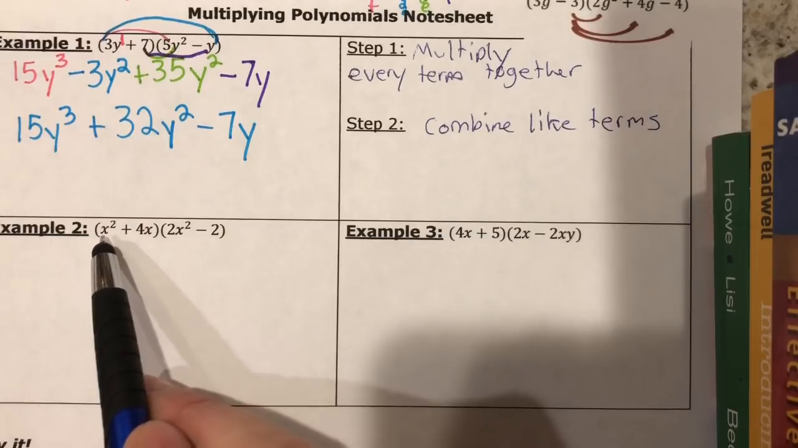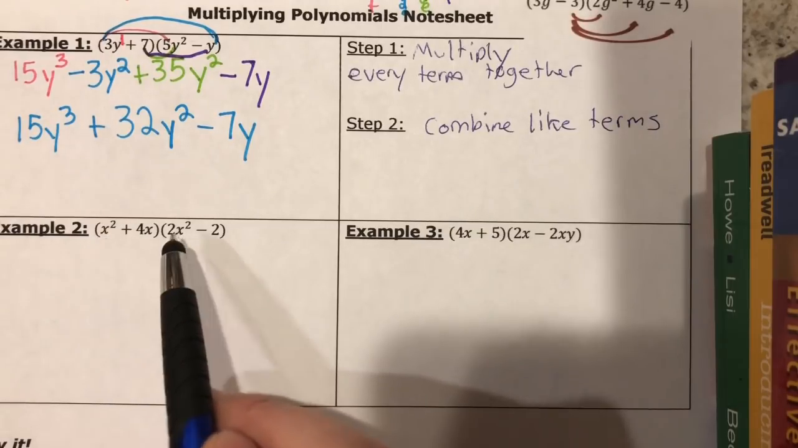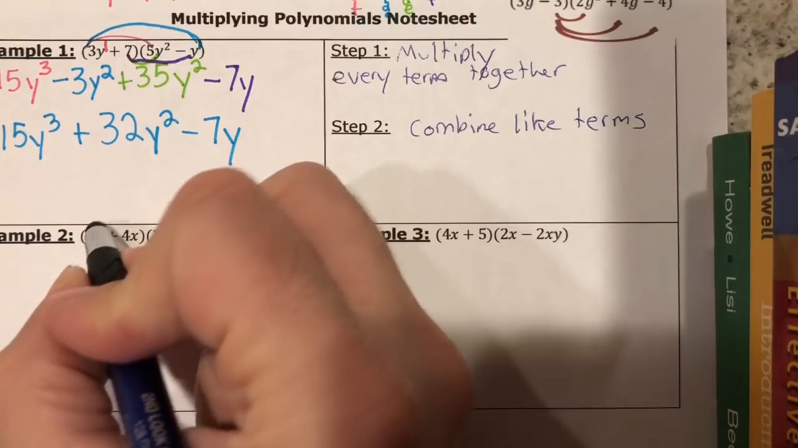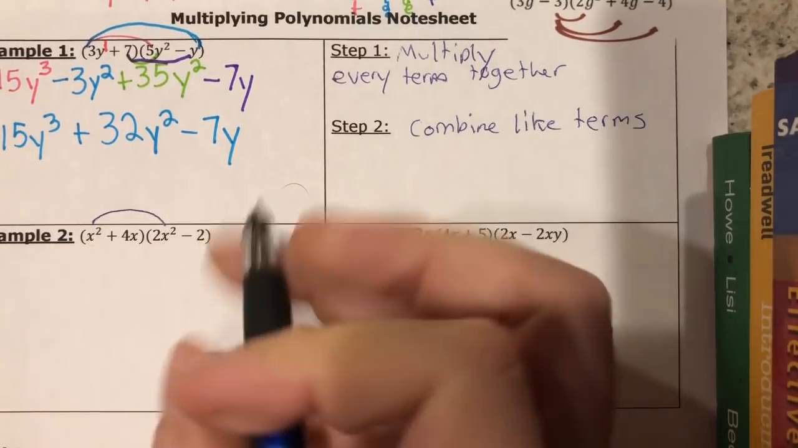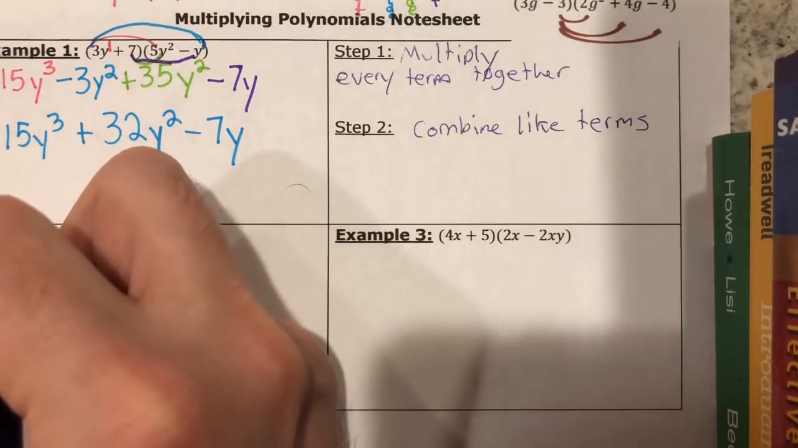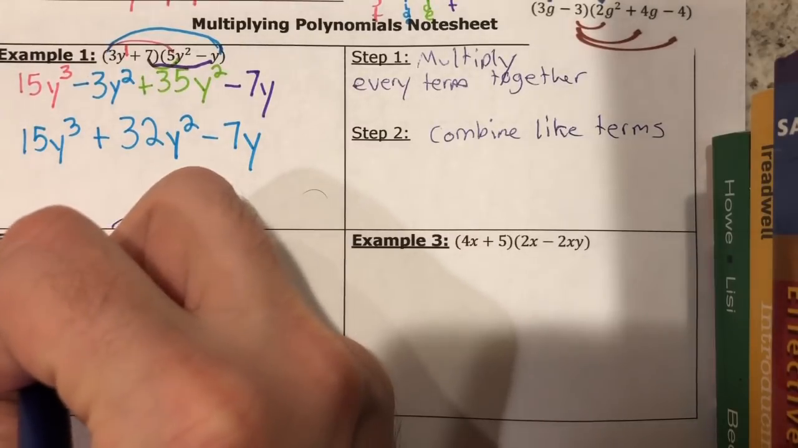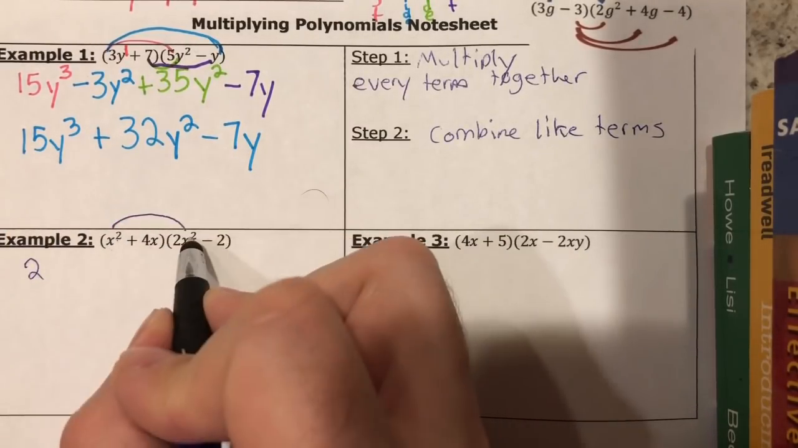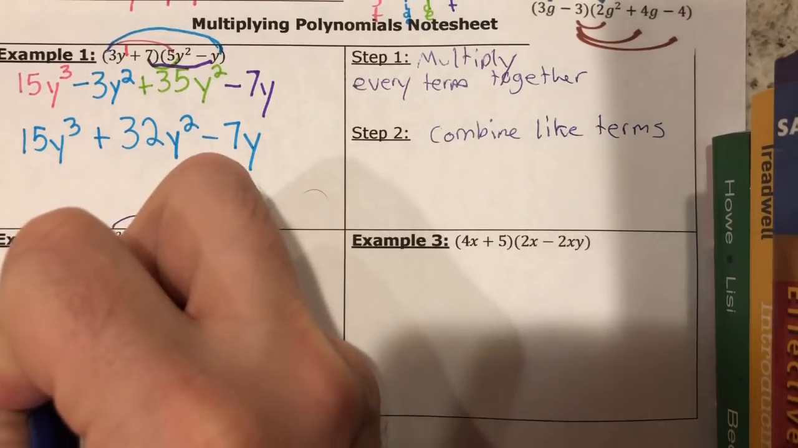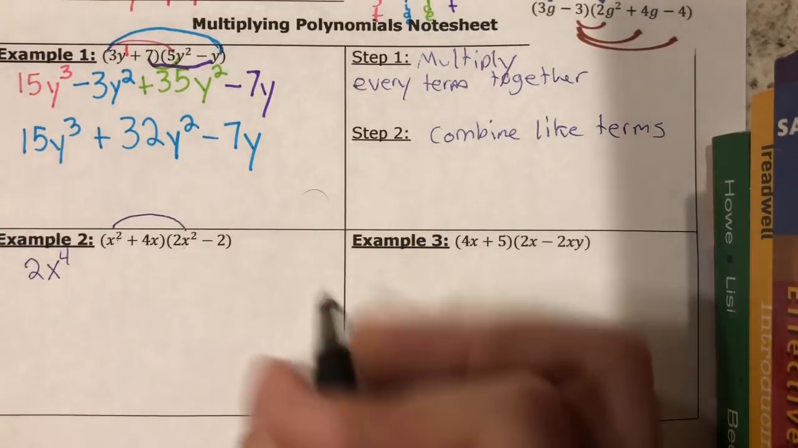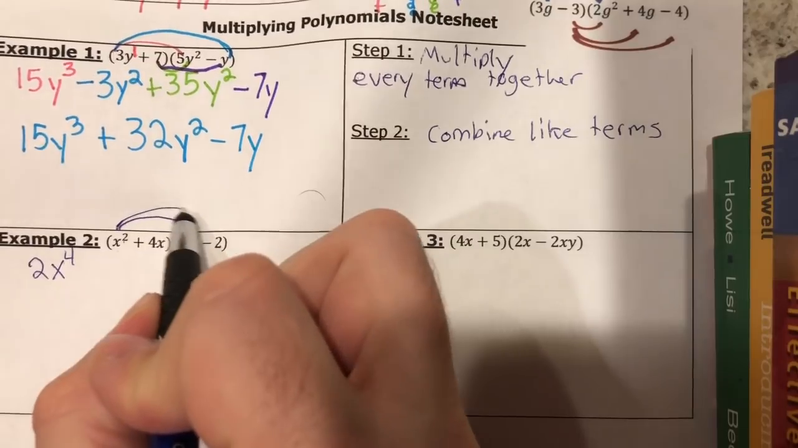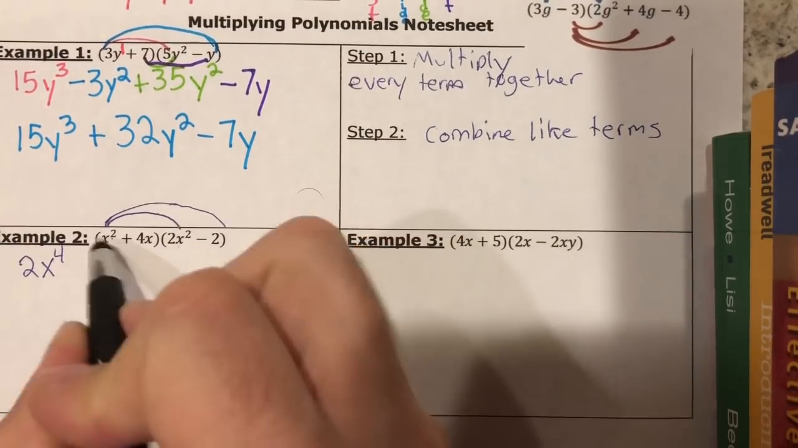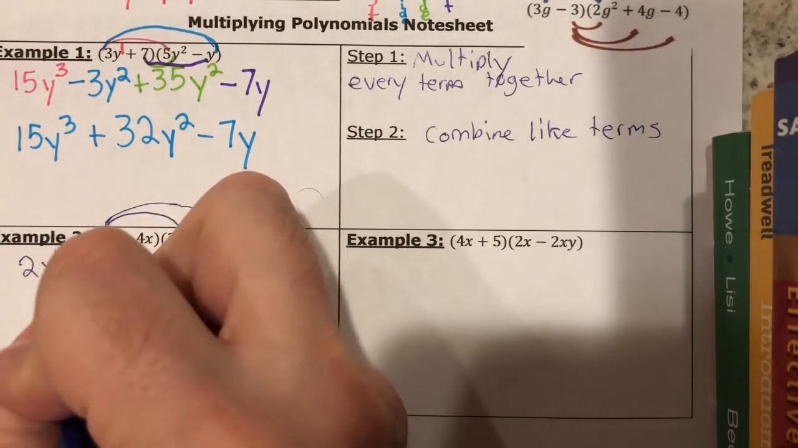So for example 2, we have x squared times 2x squared, which is going to be 2. And then for the exponents, we add. So 2 plus 2 is 4. 2x to the 4th power. And then we have x squared times negative 2. So minus 2x squared.